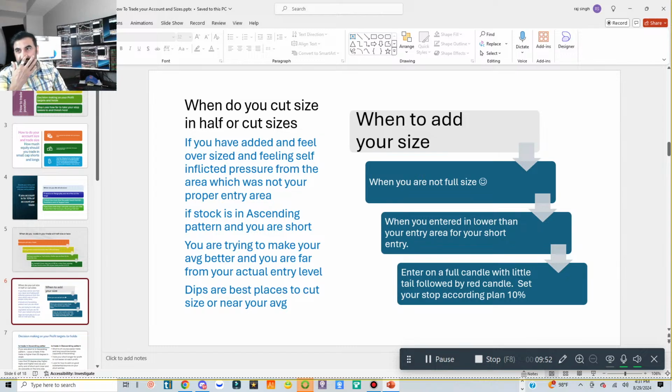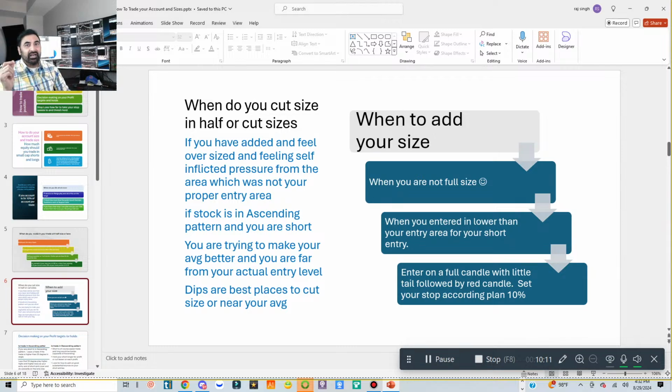You know that technique that we have spoken about over and over. And obviously set your stop loss according to the plan, which is 10% or so. From there you can be full position. I like to be closer to it, but it is 10%. It is 10%.